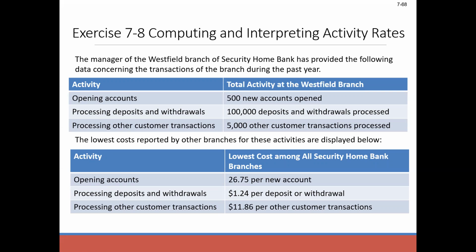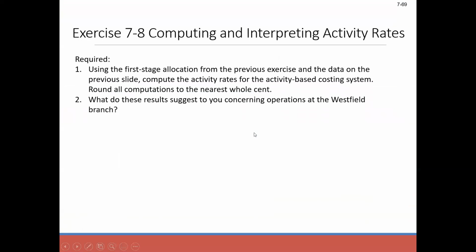Then we have the lowest costs reported by other branches for these activities. So we've got opening accounts, $26.75 per new account. Processing deposits and withdrawals, we've got $1.24 per deposit or withdrawal. And then processing other customer transactions from other branches, we've got $11.86, the lowest cost per other customer transaction. So, using the first stage allocation from the previous exercise and the data on the previous slide, compute the activity rates for the activity-based costing system.